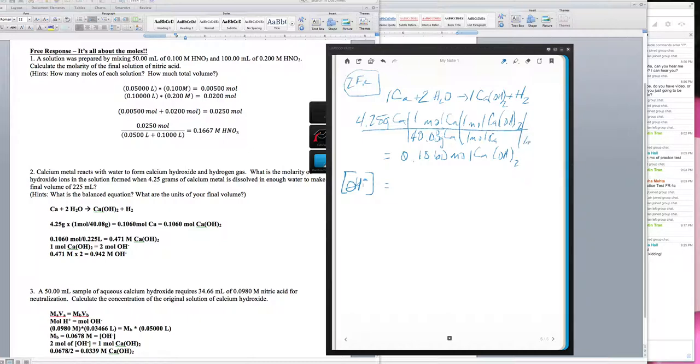For every 1 mole of the calcium hydroxide, never mind, I'm not going to be able to fit it in. I'm trying to think of an easy way to write it since I finished my bridge off, but I can't. So let's start right here. 0.1060 moles of calcium hydroxide.